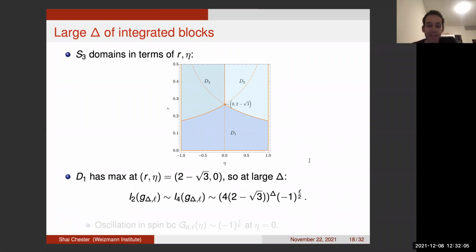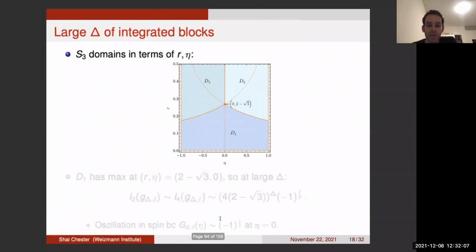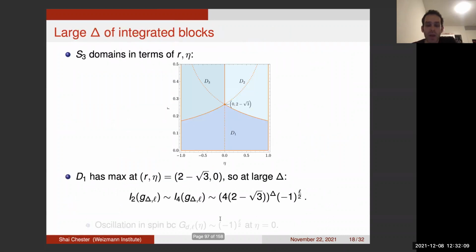And the reason is that Gegenbauers, which showed up in this block expansion, at the value eta equals 0, oscillate in spin. So those are the two facts to remember about the integrated constraints, that at large delta, they have a certain exponential growth, and they also oscillate in spin.